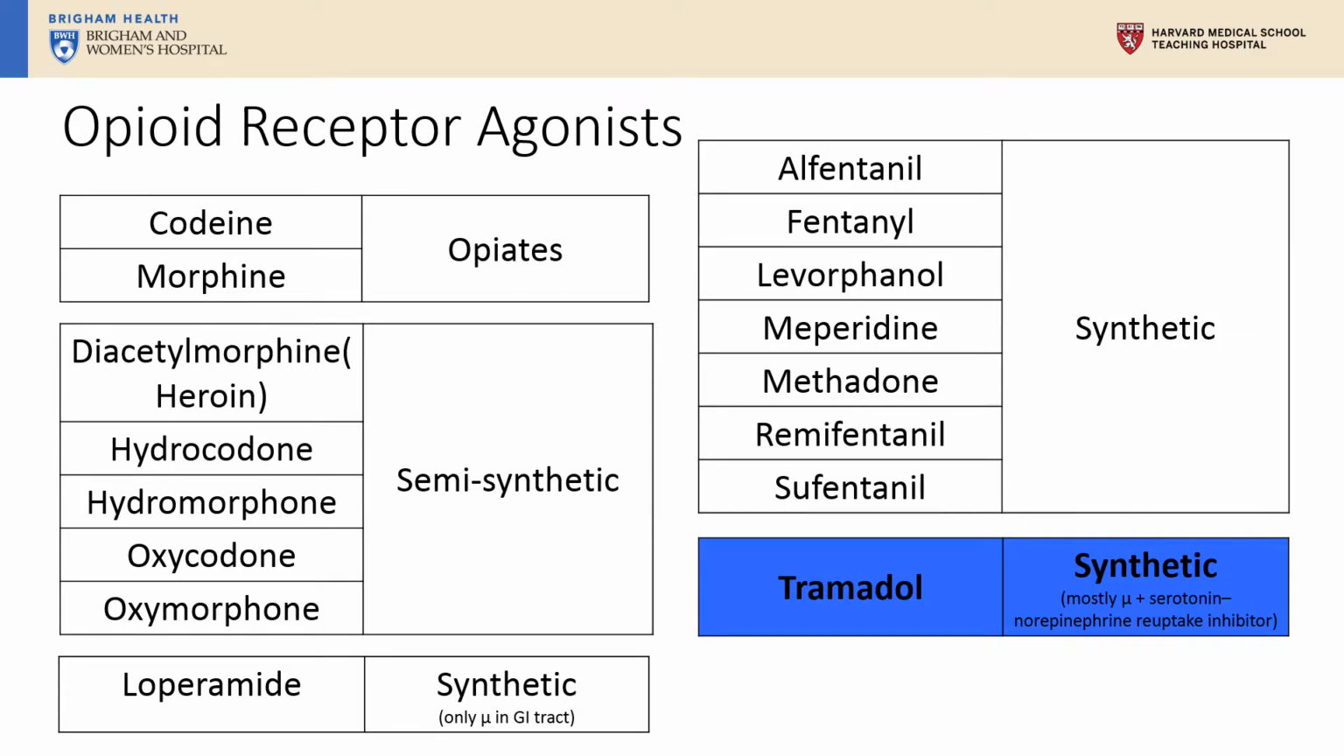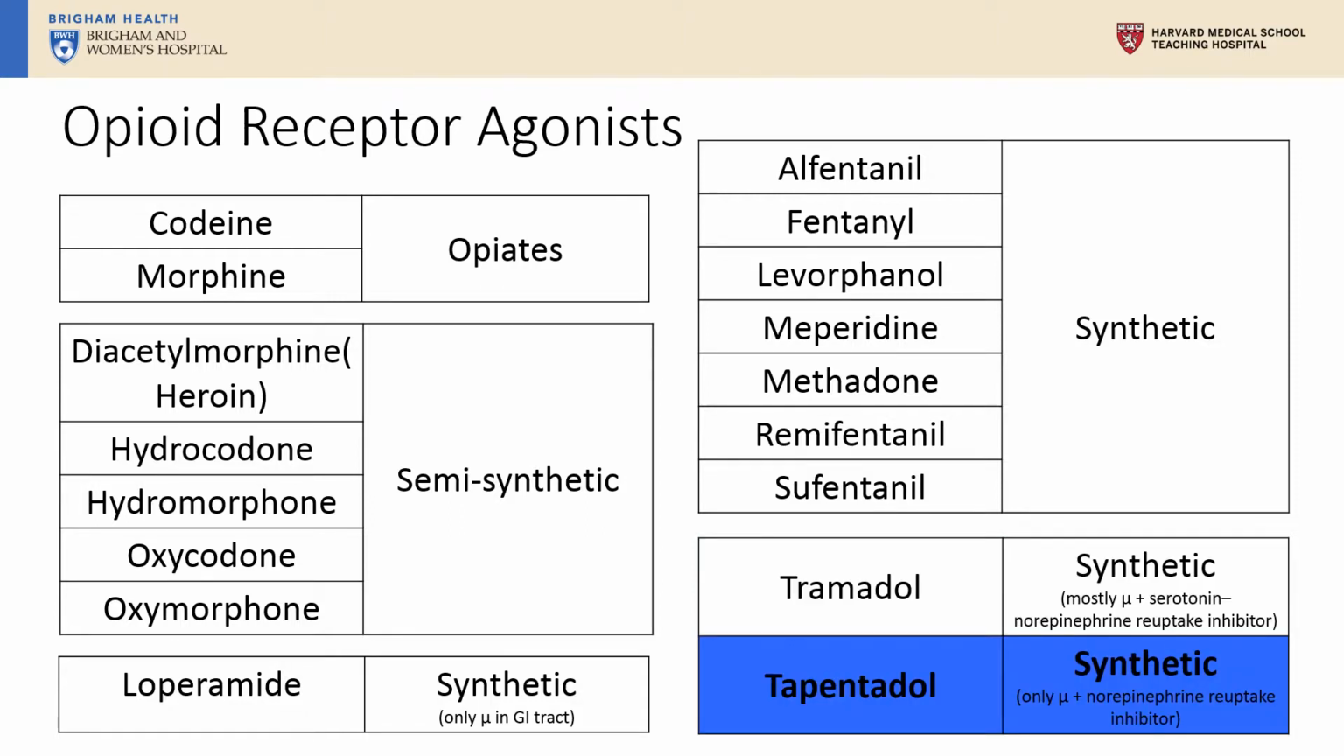Then there's tramadol, also synthetic. It mostly has activity at mu receptors, and to a far lesser extent at delta and kappa receptors. In addition, it is also a serotonin norepinephrine reuptake inhibitor. Lastly, tapentadol, again synthetic, only binds the mu receptor and is also a norepinephrine reuptake inhibitor. And you guessed it, we'll discuss the significance of this in other presentations as well.